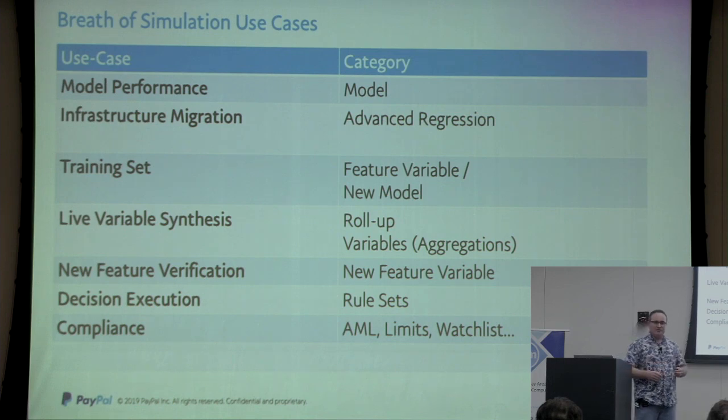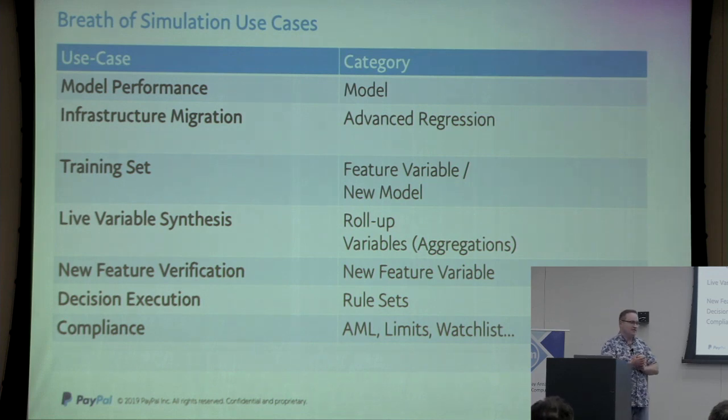So what we would do is run simulation on those events, because we have all the historical live data in our simulation environment. Essentially for an async model or variable, we just replay that, and it matures the variable almost instantaneously. Then we can push those variables out where they can be used directly in models. The other use cases are new feature verification, decision rule execution, and also compliance.